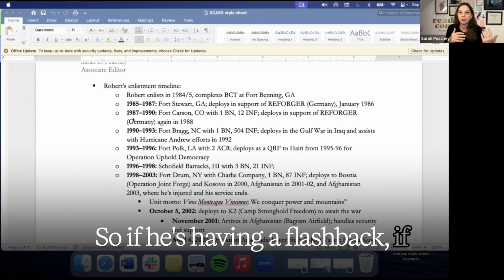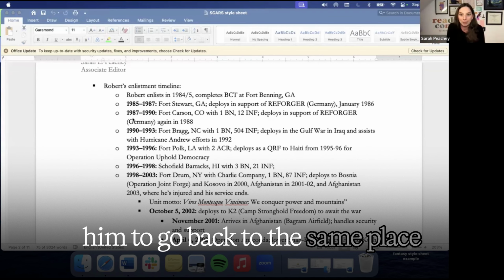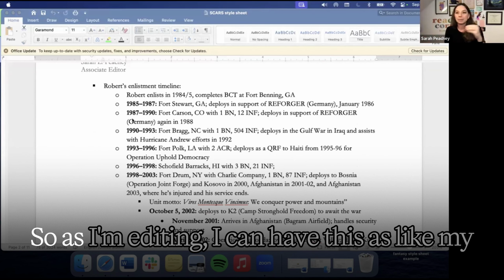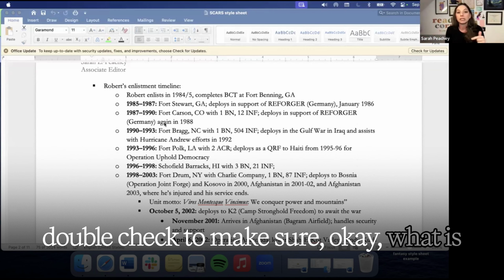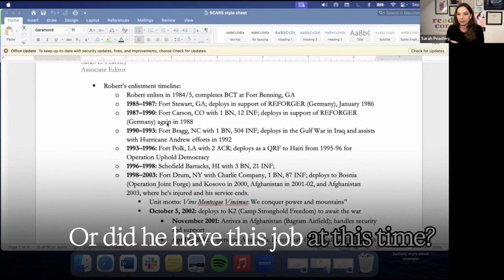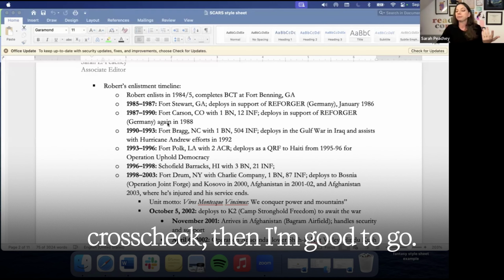So if he's having a flashback, if he's going back to 1993, I need him to go back to the same place in 1993 and not a different place. So as I'm editing, I can have this as my double check to make sure, okay, what is he really supposed to be in this location? Or did he have this job at this time? And as long as I can cross check, then I'm good to go.